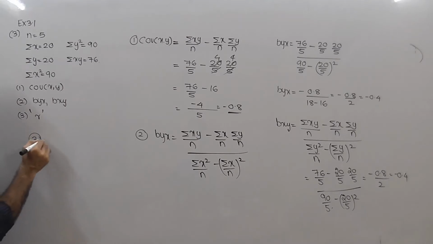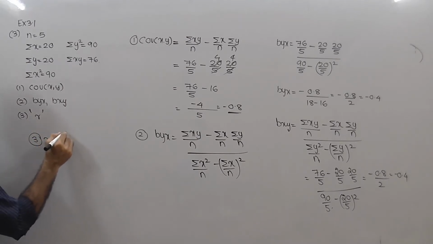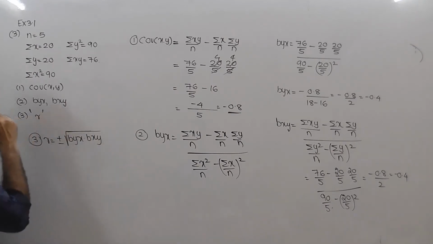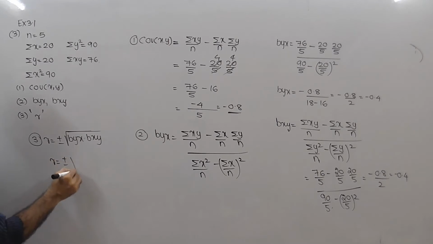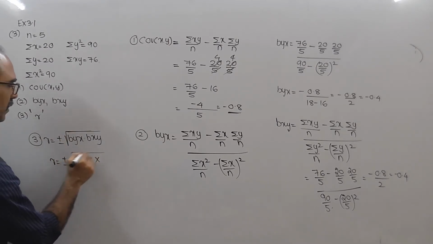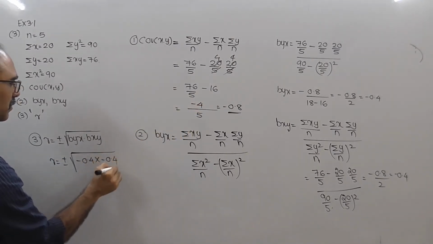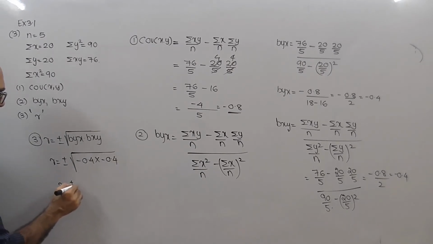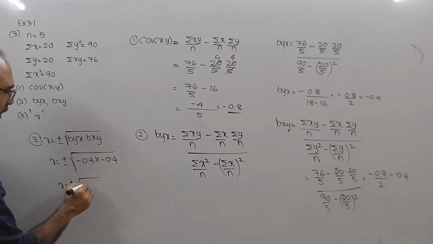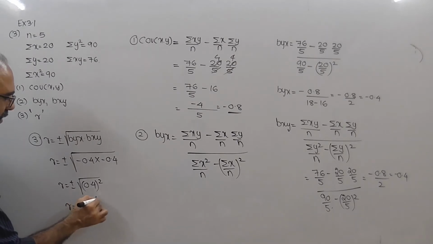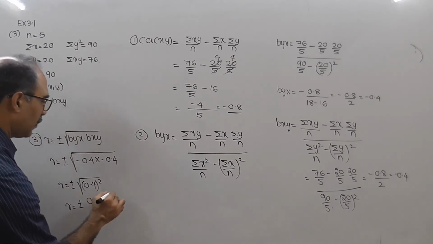The third part I am doing it here. R equal to plus or minus root of byx into bxy. I have done the proof also for you. Plus or minus root of minus 0.4. I think byx, if you check, is minus 0.4, bxy is also minus 0.4. R equal to plus or minus root of minus into minus is plus. You get 0.4 the whole square. So R equal to plus or minus root, and square will get cancelled. You get 0.4. Now we have to write a note.